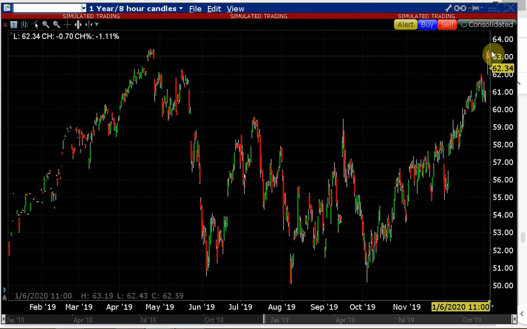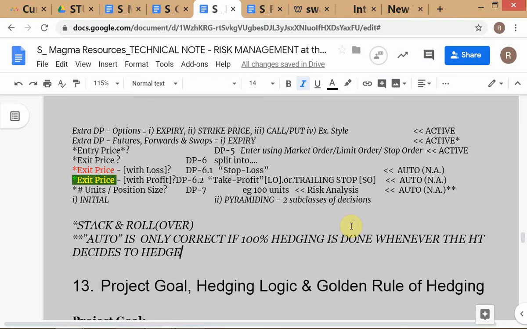Just like here, you analyze this market and you feel, okay, now is the time to enter because the market price is likely to fall. So this answer of auto, as far as this particular decision problem is concerned, is only correct if 100% hedging is done whenever the hedging team decides to hedge, because you have your underlying position. If you have a rule, to create a simple scenario, that whenever you hedge, you will hedge 100%, then it is automatic because that position size is 100% of the underlying position, and the underlying position is not decided by the hedging team. It is a pre-existing, exogenous variable, given from outside. So therefore, that's why I'm saying auto. Are you able to follow that? Okay.